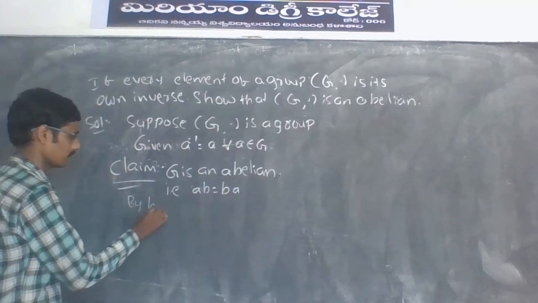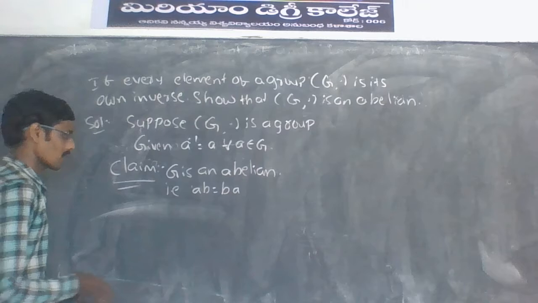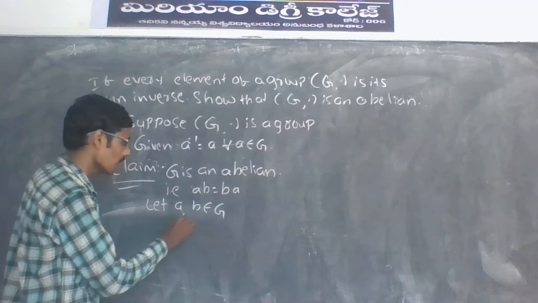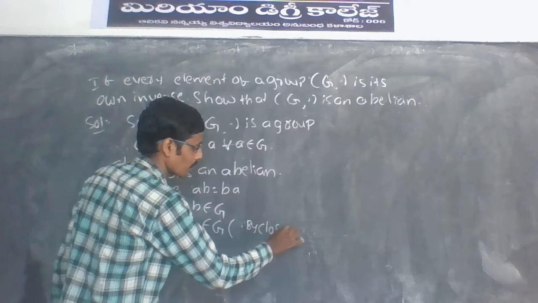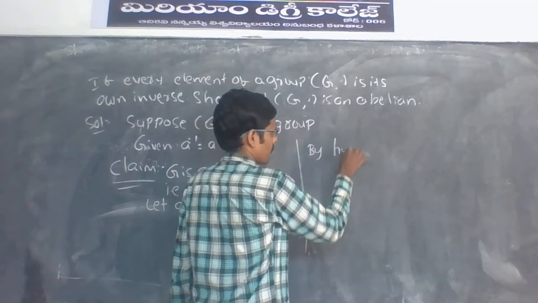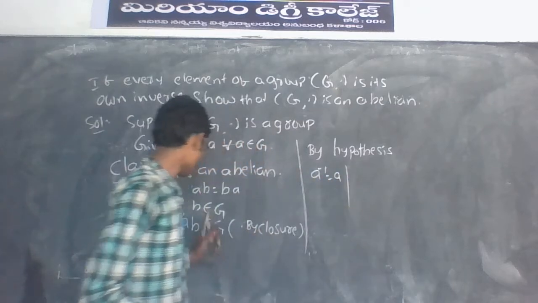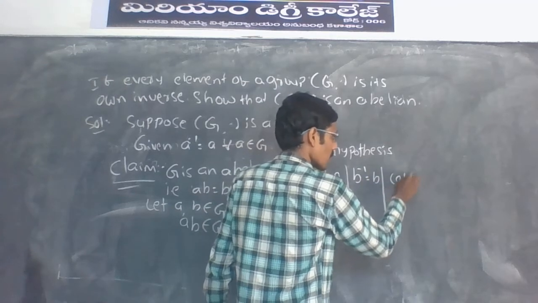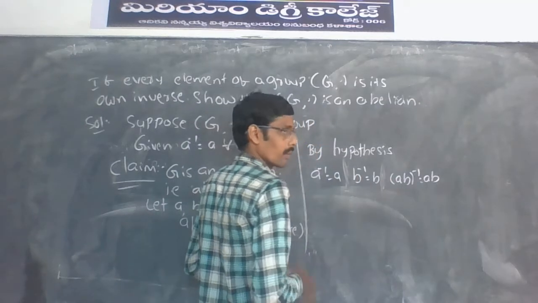By hypothesis, let A, B belongs to Z. By closure, AB belongs to Z. By hypothesis, A belongs to Z, so A inverse is equal to A. B belongs to Z, B inverse is equal to B. AB belongs to Z, so (AB) inverse is equal to AB.